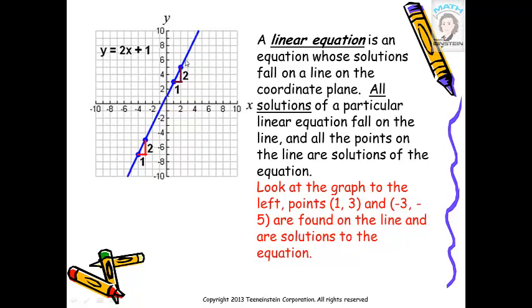So there are innumerable solutions here. All the points on the line, the blue line, are solutions of this equation. So look at the point (1, 3). It is a point on this line. Similarly, (negative 3, negative 5) is also a point on this line. So these are two points on this line, so they are two solutions of this equation.